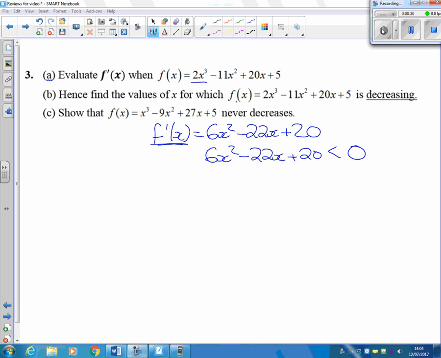Well, that's a nice little quadratic, isn't it? Should we divide it all by 2? Let's divide it all by 2. And if you want to grab your calculator now, do so. See if I can do it before you've grabbed your calculator.